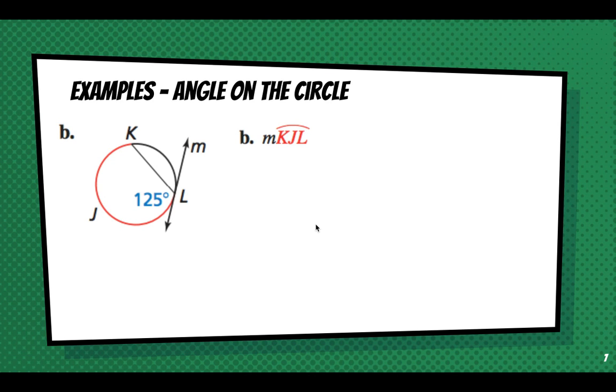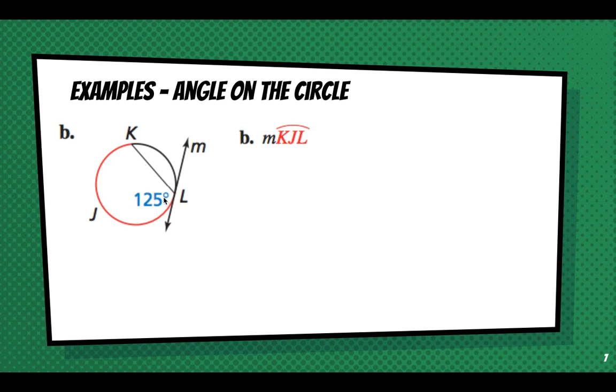Let's go to a little bit more complex example. Now we want the measure of arc KJL. Three letters, we know it's going to be big, bigger than 180. This is a major arc, so let's locate that. It's this red arc right here, K to J to L. That's going to be a big number.